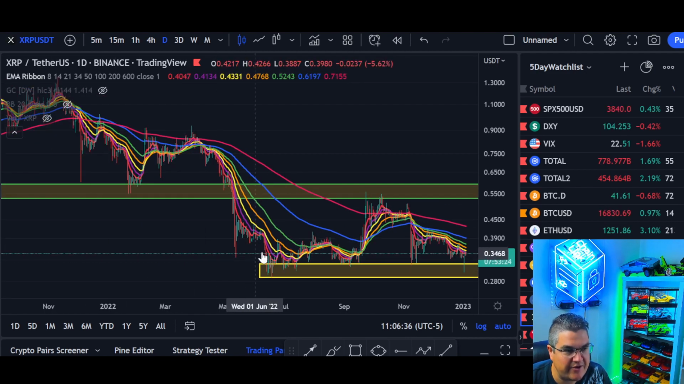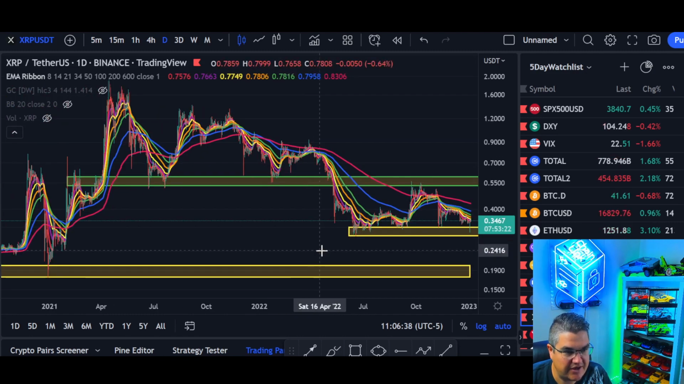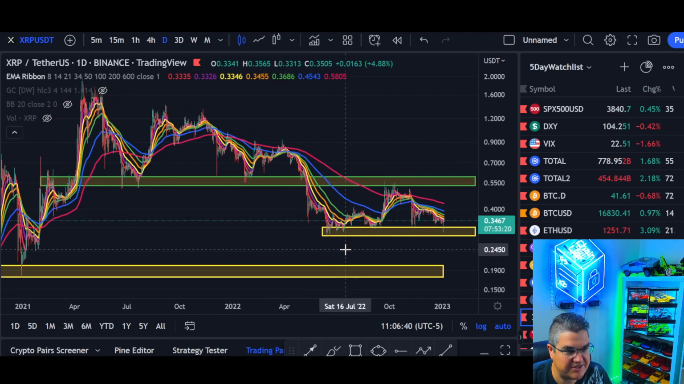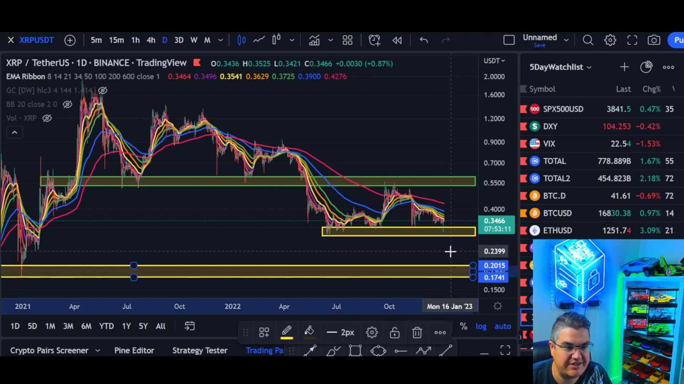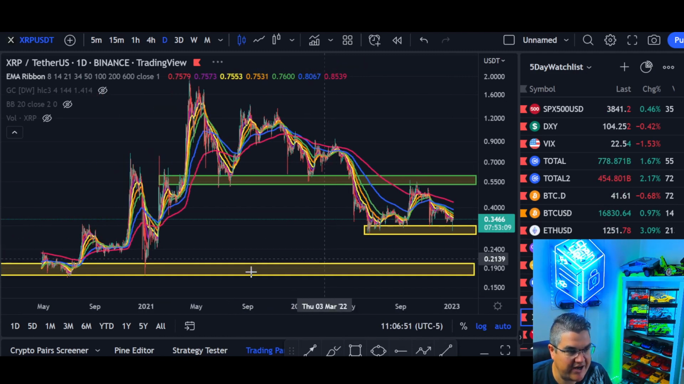So if we zoom out here, this becomes a little bit more of a clear level, and then you start to see other levels. So if we break said 28 cents and make a new low, it doesn't mean we have to go down to the next zone, but it does certainly increase the odds of doing that. So why do we have a zone here?